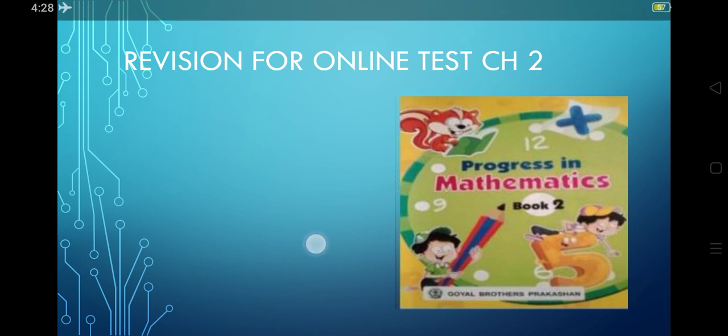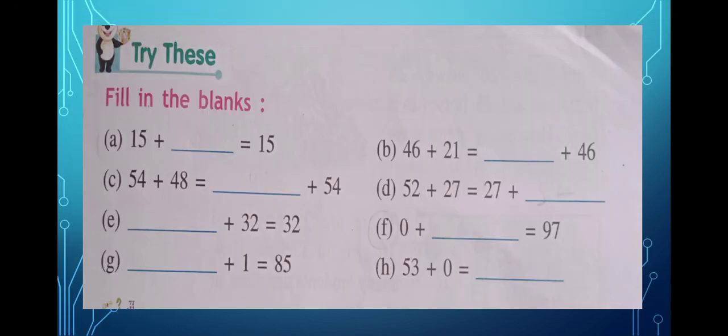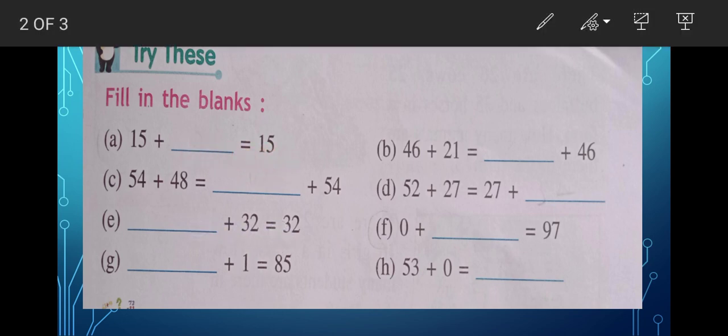So I have taken a few questions from your book. This is Try This. 15 plus dash will be 15. Whenever you add a number to 15, what number do you have to add to get the same number? 15 plus 0. Right, children?